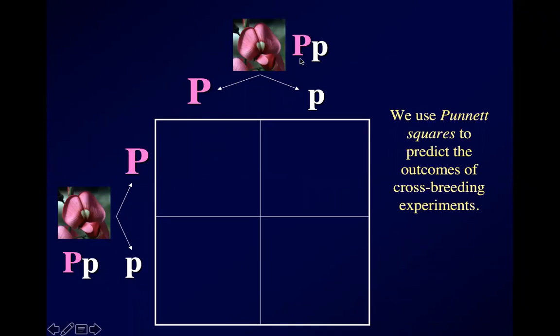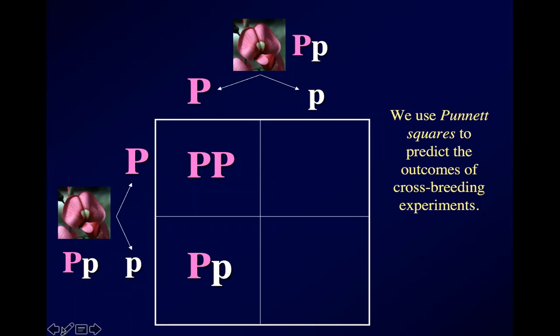So if we have 2 plants that have genotype big P, little p, they're heterozygous. They're both going to look purple. You won't be able to tell what genes they've got just by looking. You won't be able to see their genotype, as we say. But you will see white flowered plants in the offspring if you crossbreed them. And so we fill in the Punnett square this way.